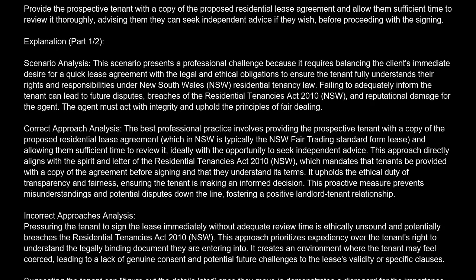This approach prioritizes expediency over the tenant's right to understand the legally binding document they are entering into. It creates an environment where the tenant may feel coerced, leading to a lack of genuine consent and potential future challenges to the lease's validity or specific clauses. Suggesting the tenant can figure out the details later, once they move in, demonstrates a disregard for the importance of a clear and understood lease agreement from the outset.